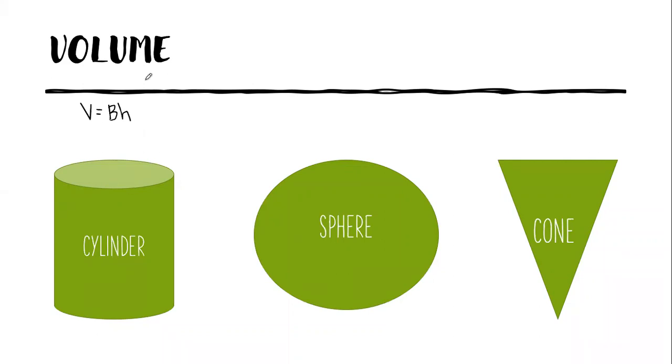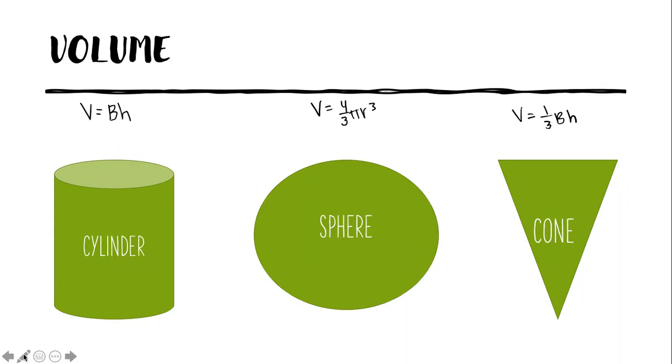For a cylinder, the formula is V equals capital B times H. For a sphere, volume equals 4/3 pi r cubed. For a cone, volume equals 1/3 capital B times H. So those are the 3 formulas for a cylinder, sphere, and a cone.